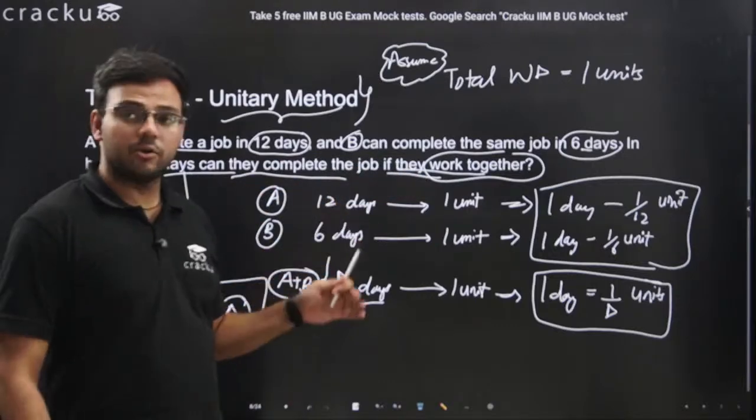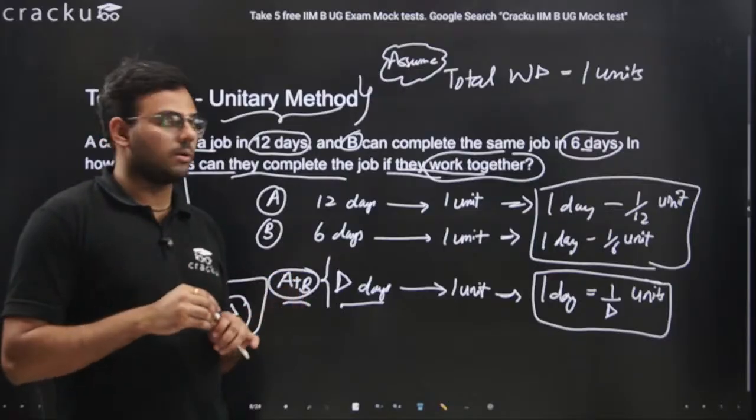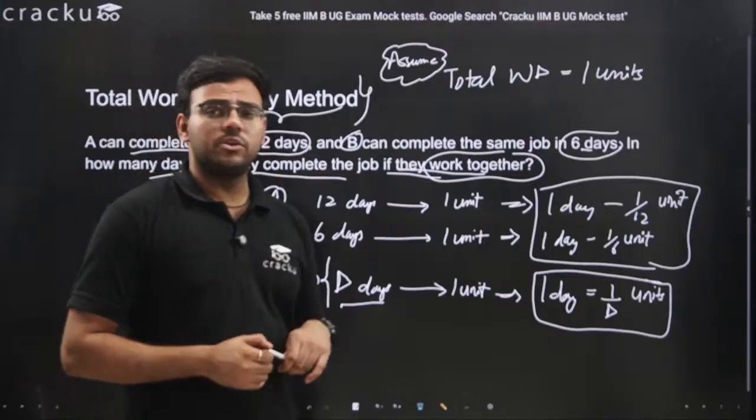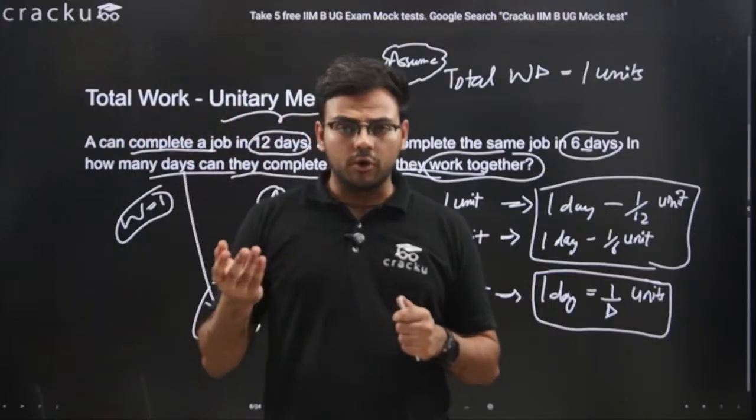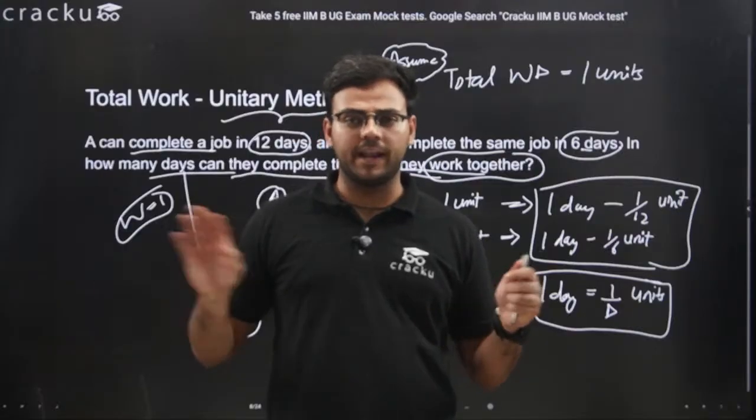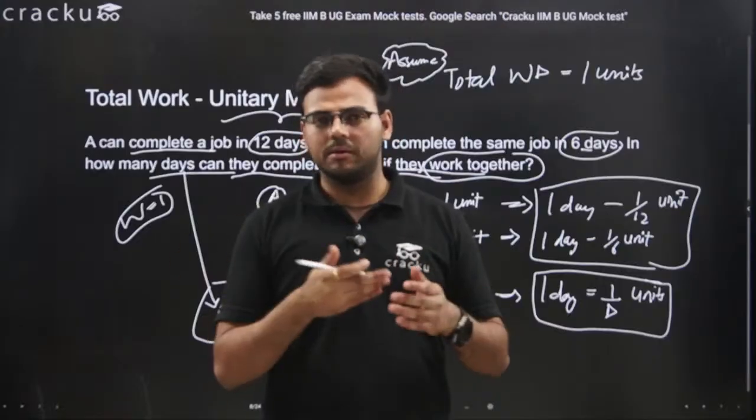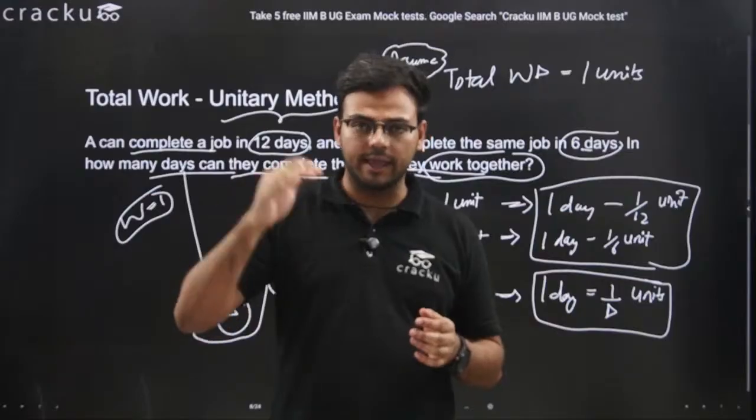When they are working together, they are working combinedly on a job. You can take this as an example. Let's say you alone are doing your homework, so it will take you more time. But if your friend and you are doing the same homework, which was writing some pages, let's say 10 pages, since both of you are doing it, it will take less time.